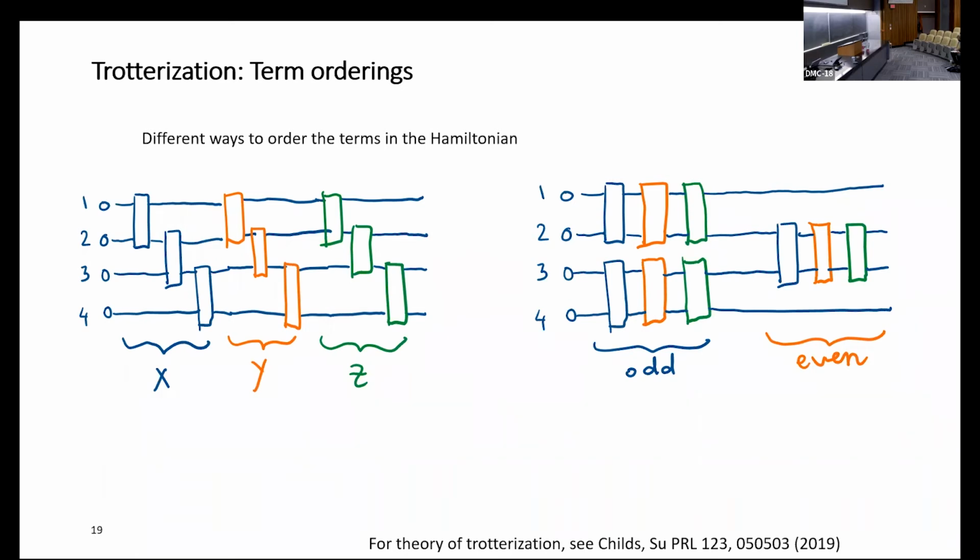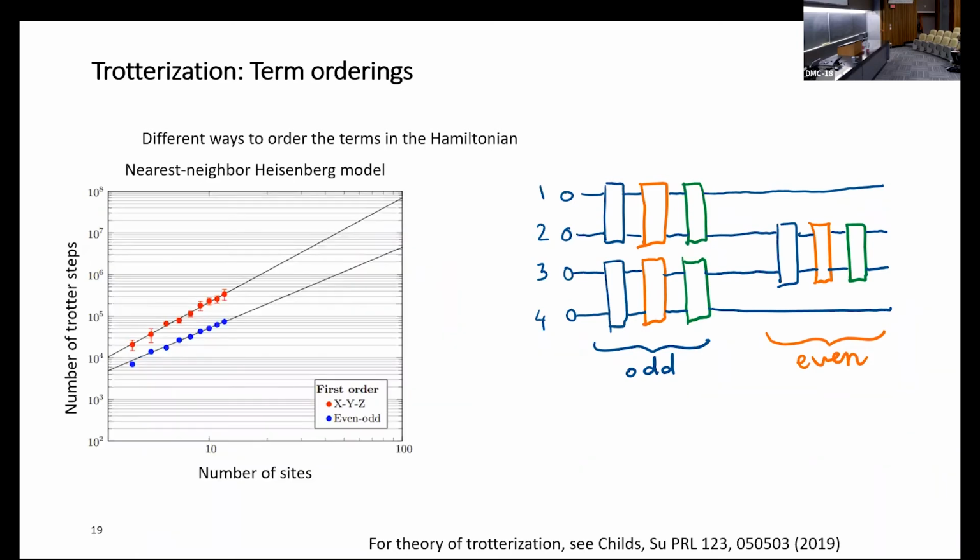Then you can have quite different results. It turned out from this paper that these odd-even or even-odd orders perform a little bit better. This is the number of steps if you require the same error accuracy epsilon, and the odd-even order requires fewer Trotter steps to reach the same accuracy for a different number of sites.